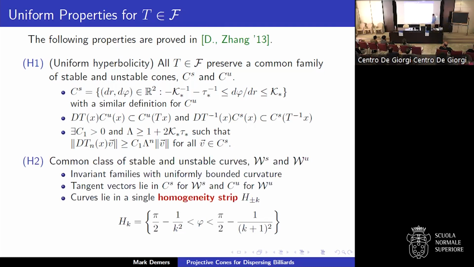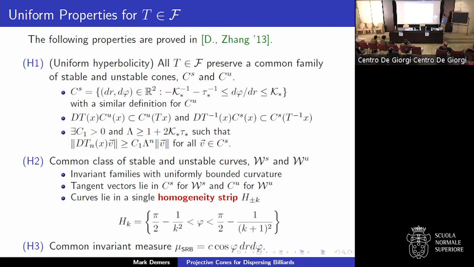You can just do it. This implies that you can have families of stable and unstable curves. What these families, WS and WU, are, they're not stable and unstable manifolds necessarily, but they're curves that lie in the right cones. So WS will lie in the stable cone, WU will lie in the unstable cone. They'll all have uniform bounds in the curvature that depends on E star. And then you can use a common set of homogeneity strips to control distortion, because obviously you're going to get a big blow up of the derivative as you approach tangential singularities. Tangential singularities happen when phi is close to pi over 2 or minus pi over 2. And so that's where you chop up your phase space into this countable collection of homogeneity strips.